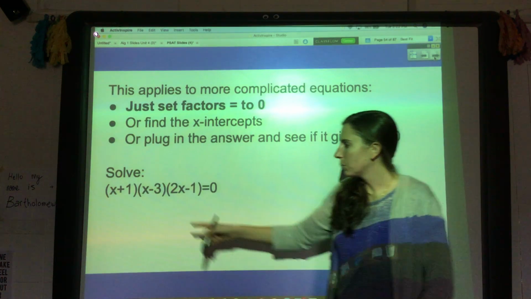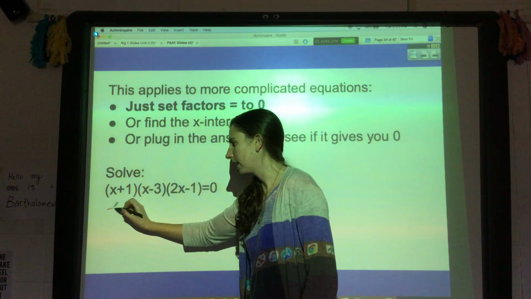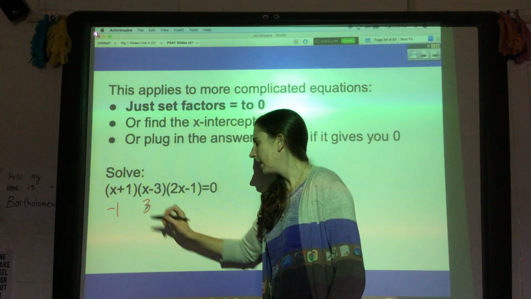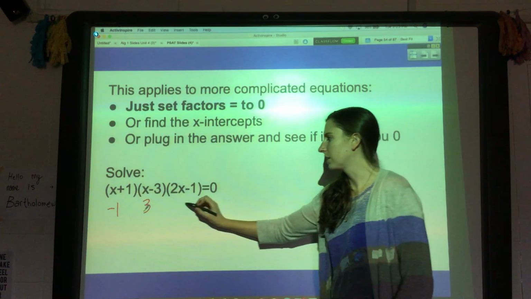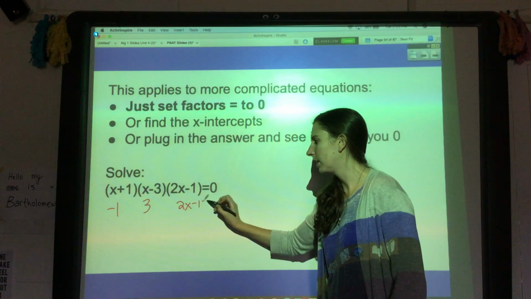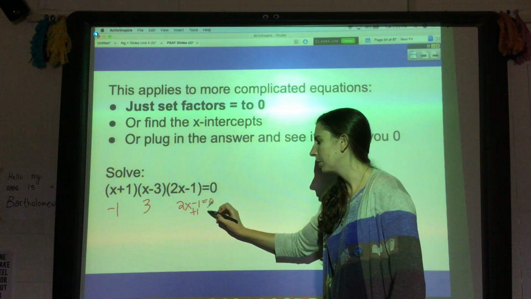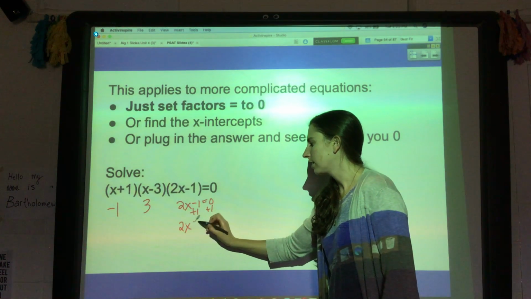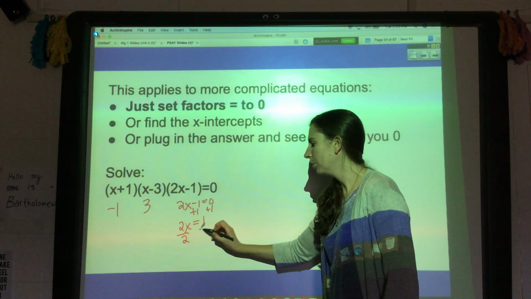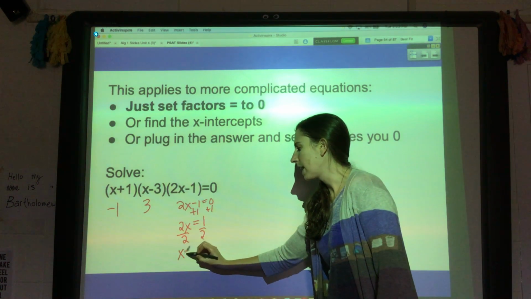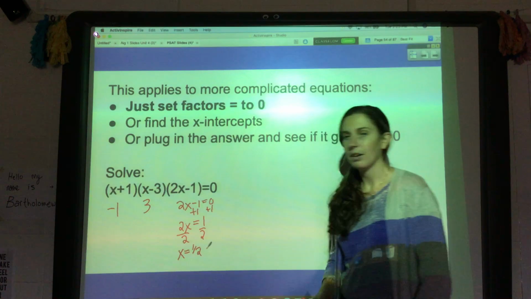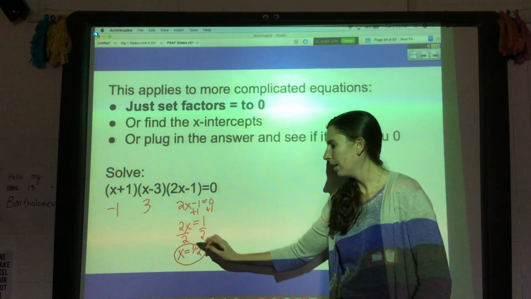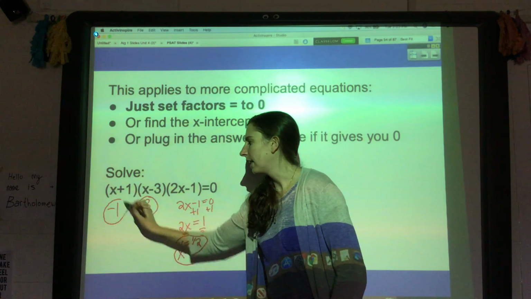For example, this one would have a solution at negative 1, positive 3, and 1/2, because if I do 2x minus 1 equals 0, add 1 to both sides, 2x equals 1, divide by 2, so 1/2. So I would have 3 solutions. 1/2, 3, and negative 1.